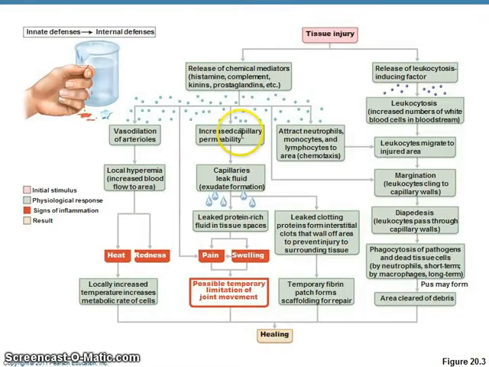In addition to vasodilation and capillary permeability, you also have leukocytosis inducing factor, which is causing the production of more white blood cells, and inflammatory chemicals attracting these white blood cells to the area. So this combination of increased blood flow, permeability, and chemoattractants means that lots of white blood cells are going to crawl out of the capillary walls and into the wound and start clearing the area of debris.